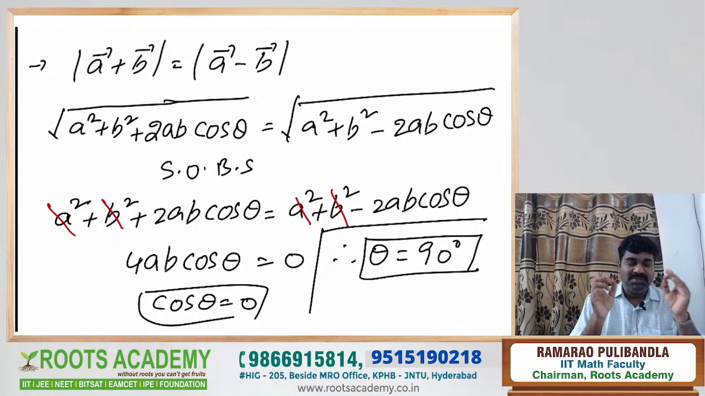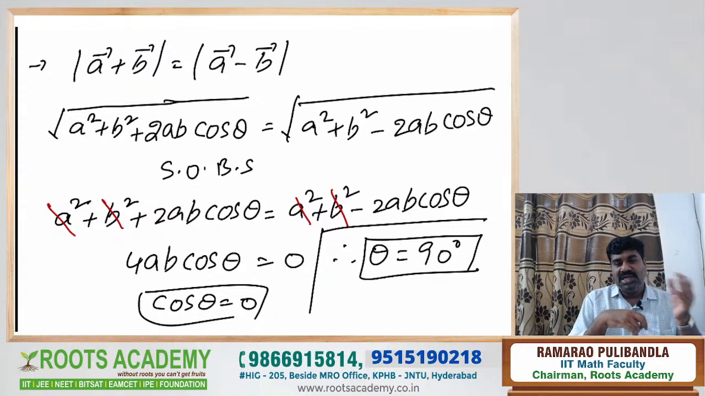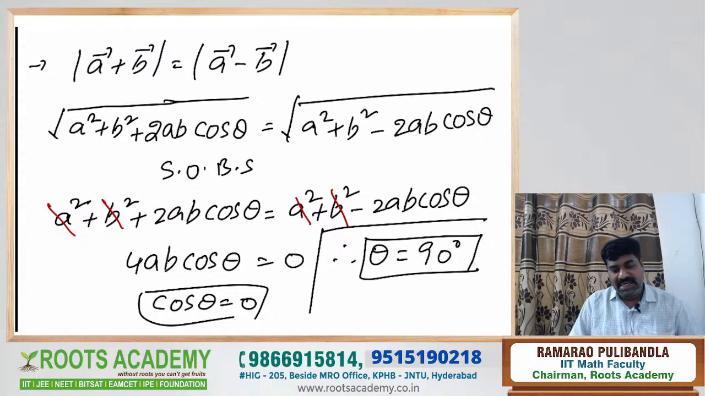If the modulus of A bar plus B bar is equal to the modulus of A bar minus B bar, then the angle between the two vectors is 90 degrees. A bar plus B bar is the square root of A square plus B square plus 2AB cos theta, equal to the square root of A square plus B square minus 2AB cos theta. So theta is equal to 90 degrees.